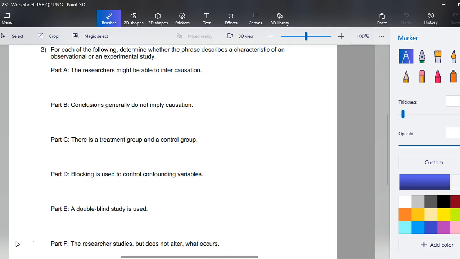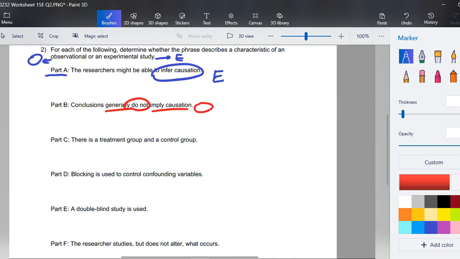Starting with question 2, part A. For each of the following, determine whether the phrase best describes the characteristics of an observational study or an experimental study. The researchers might be able to infer causation. Only one of them gets that, experimental. Conclusions generally do not imply causation. That would be observational. There is a treatment group and a control group because you're trying to infer causation. That would be experimental.